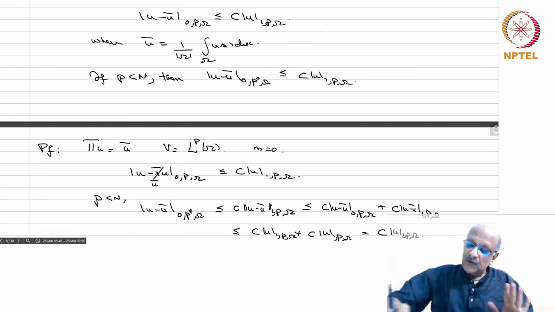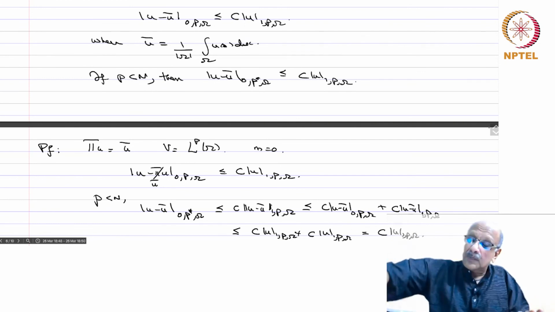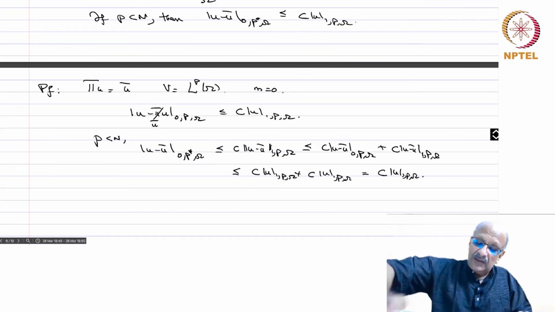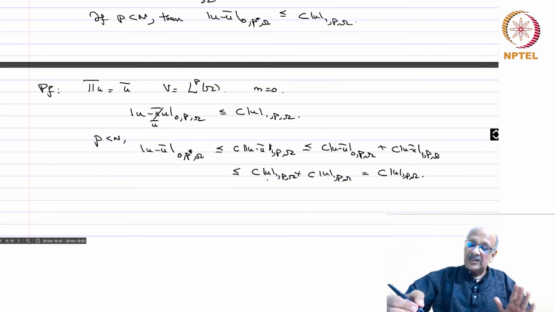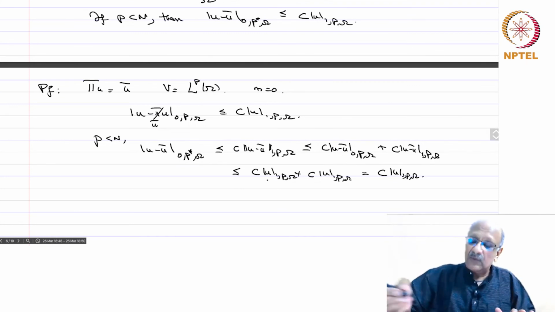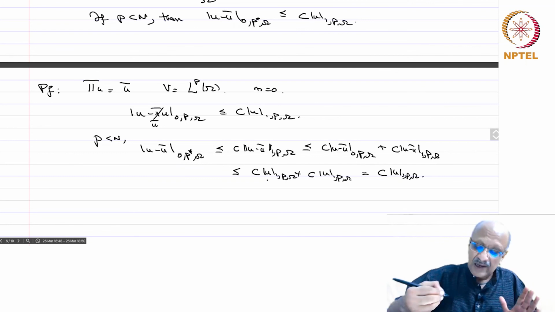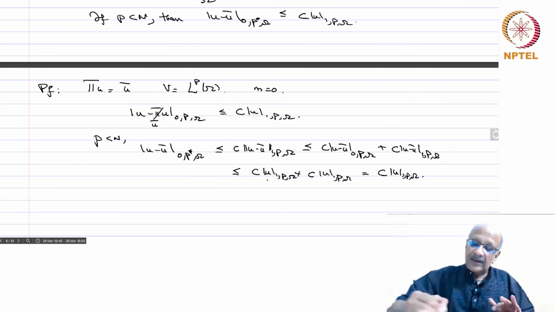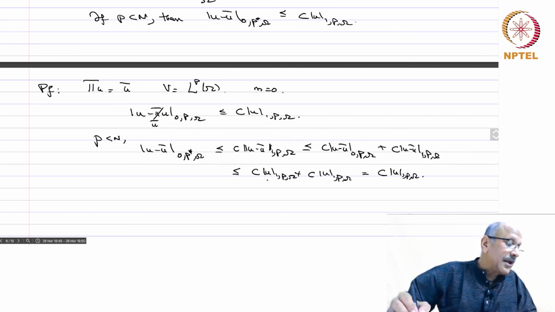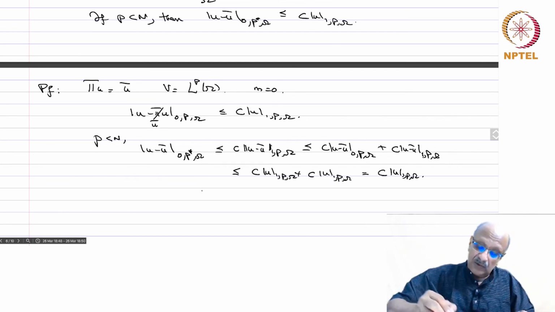The C's are different, they are not always the same C, so please don't get confused by these calculations. C is a generic constant, we don't want to write C1, C2, C3, C4, C dash, C double dash and so on. So I am using the same symbol C, it need not be the same throughout the calculations, but it's a constant, that's all.